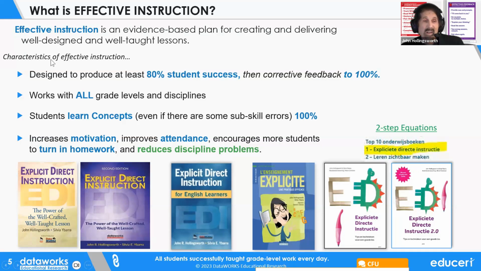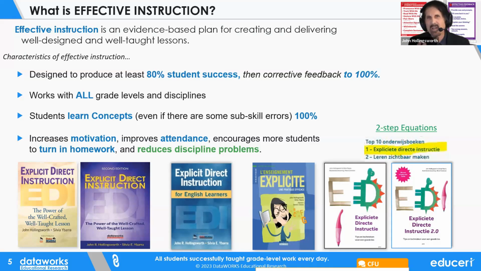So let's look at the characteristics of effective instruction. I think we can all read it together. Ready, go. Designed to produce at least 80% student success, then corrective feedback to 100%. All right, so what this actually means is whole class instruction to 80%. If you raise the whiteboards, you've only got 50%. It's boards down and reteach.